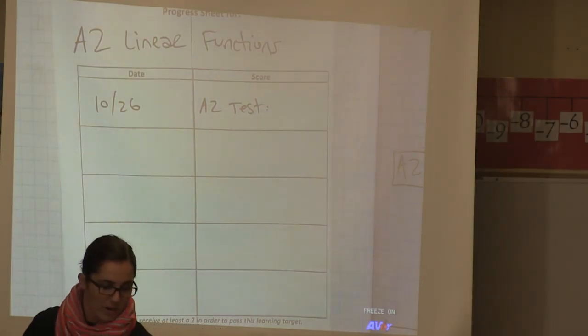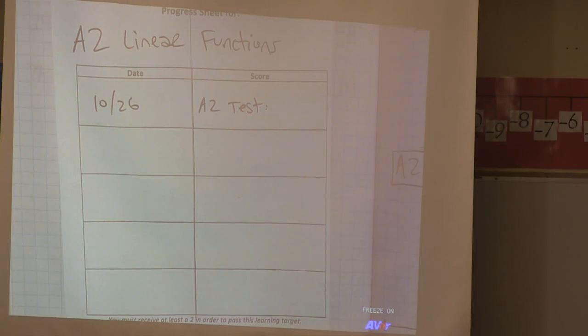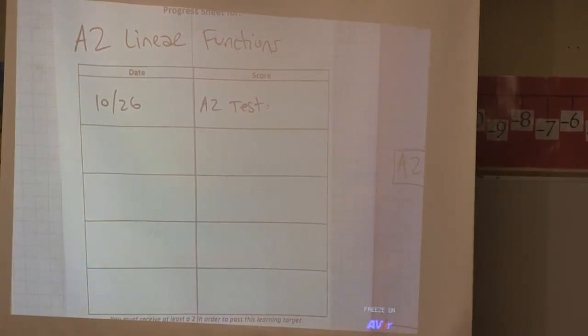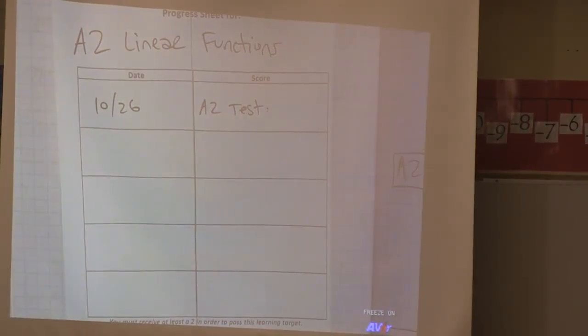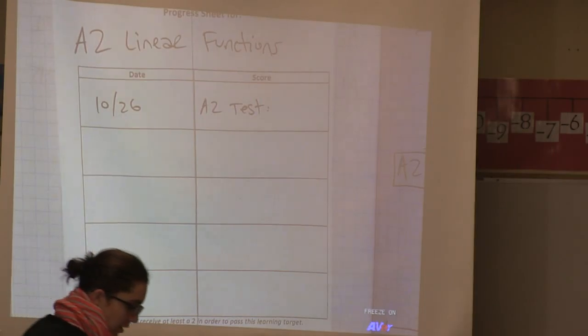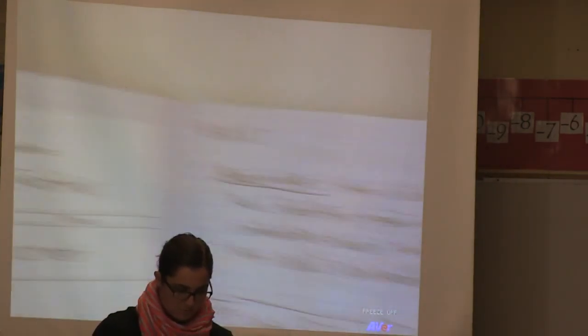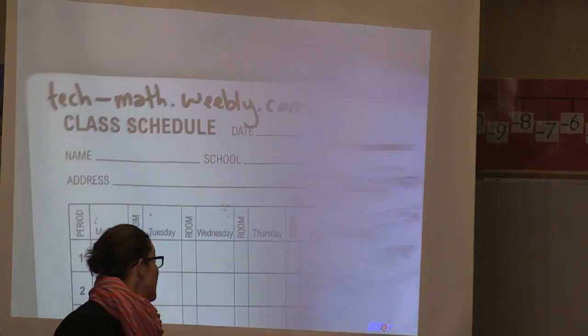Okay, on your progress sheet, that should be behind the index, so you left a blank page behind your index, yes? This is behind your index at the very front. This is the A2 section. We put this in the first day of school. So back at the front of my notebook, A2 is the very front page, the very first thing we ever wrote.